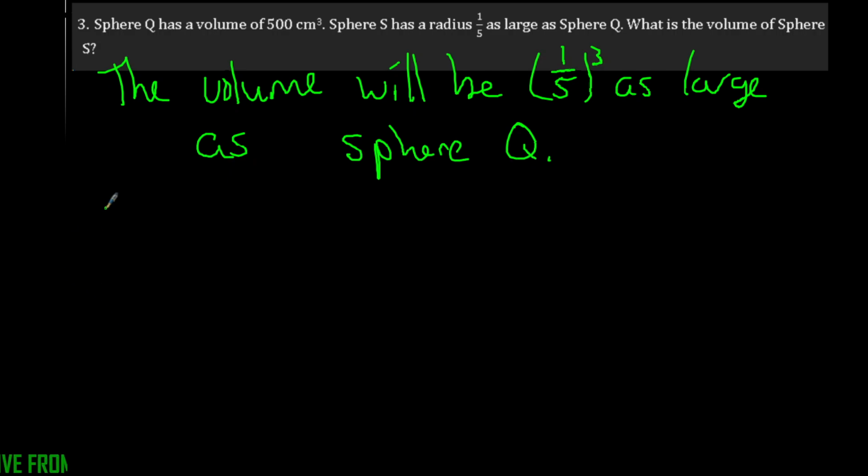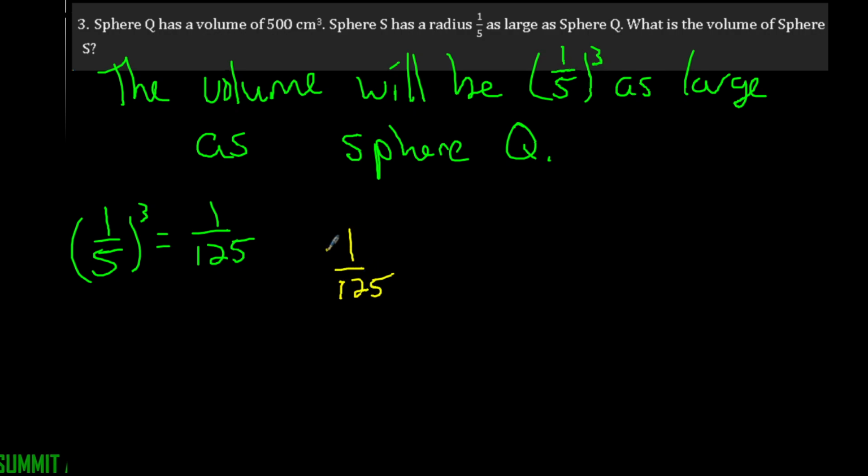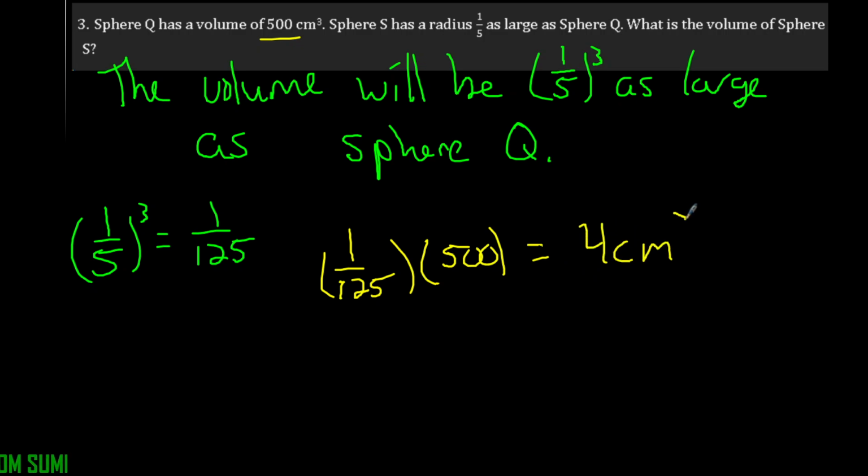So what we can do is, on the side here, 1/5 to the third power is equal to 1 over 125. So we can take that amount, and I'm going to say I have 1 over 125 times our original amount, which was 500. When I multiply that out, that's the same as 4 centimeters cubed, which is the volume of sphere S.